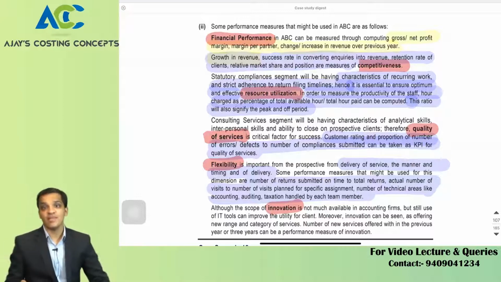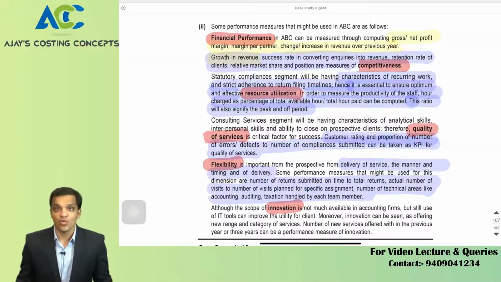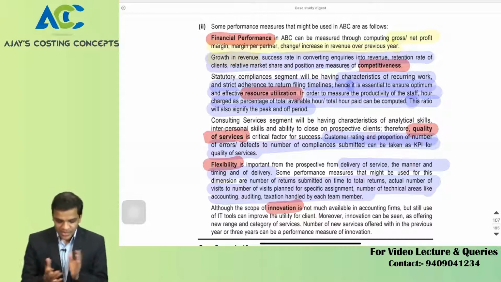When it comes to timeliness, whether you fulfilled or not, whether you have done the quality service or not, what is the number of errors that you have made, what is the number of hours that you have worked. That is what quality decides.